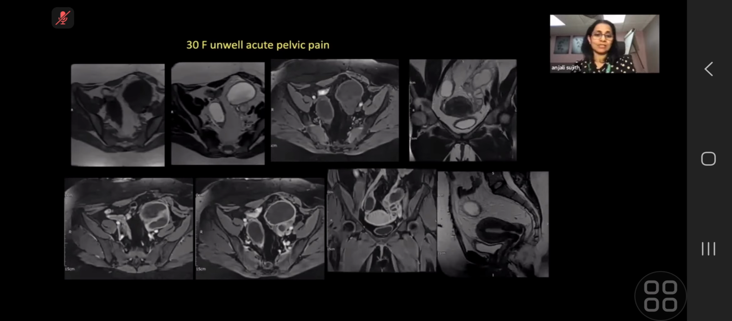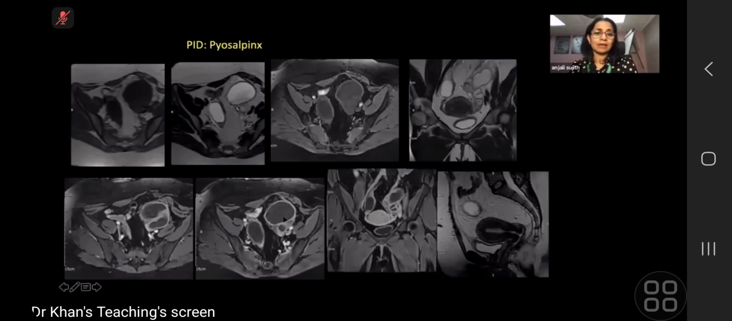Okay, brilliant. Good. I've chosen this mainly to see the pyosalpinx. So this is the typical convoluted tubular appearance of pyosalpinx. You say pyosalpinx when you see that intense enhancement of the surrounding wall. Without the wall enhancement, you would call it hydrosalpinx. So this is PID again.